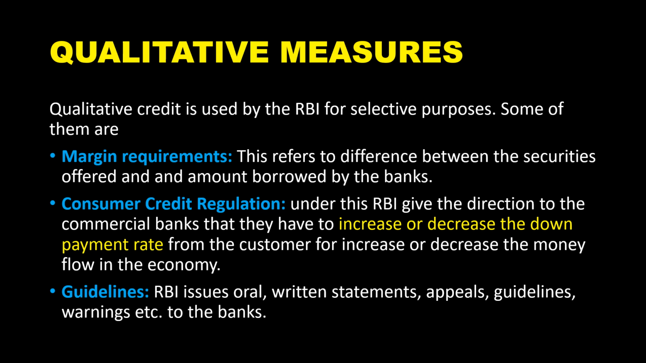Next, consumer credit regulation. Here also RBI gives some guidelines to all the commercial banks to increase or decrease the down payment rates, because nowadays we purchase almost everything on an EMI installment basis, correct? In that case, if they want to reduce or increase the money supply, they will increase or decrease the down payment rates. And guidelines: they issue oral or written statements, appeals, guidelines or warnings to the commercial banks. On a day-to-day basis they give guidelines to the commercial banks to maintain the money supply.